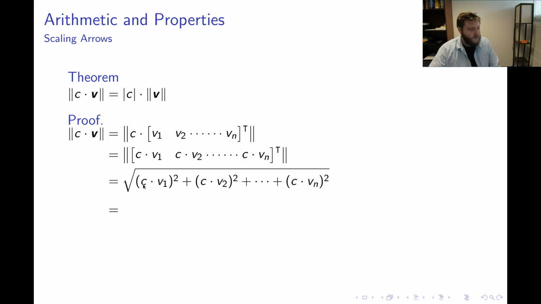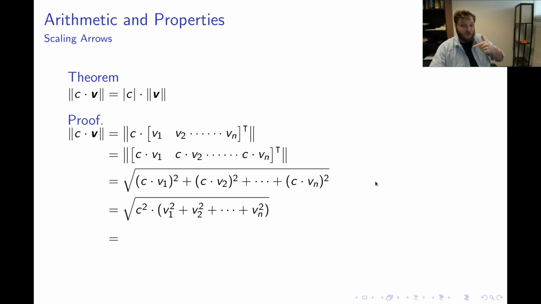So the first term here is the quantity c times v1 squared. The second is c times v2 squared, so on and so forth. And remember how powers work. If I'm multiplying two scalars together and then taking that quantity to a power, the power distributes to those individual quantities. So what ends up happening here is that every term under this radical has a factor of c squared in it, and I can pull that c squared out.